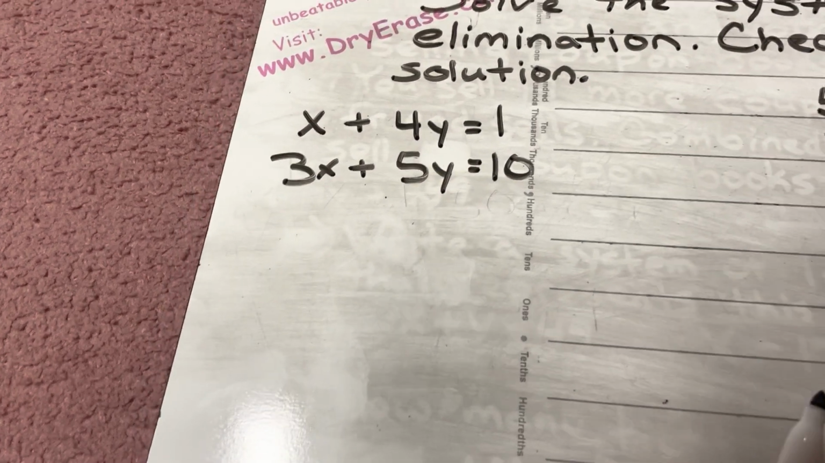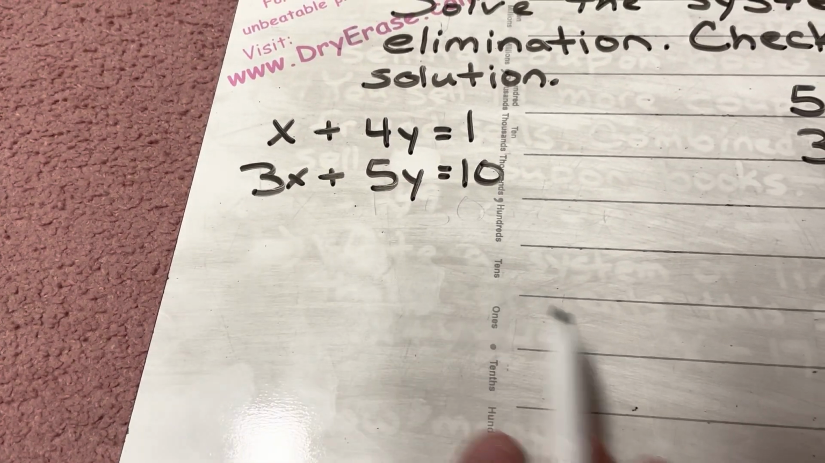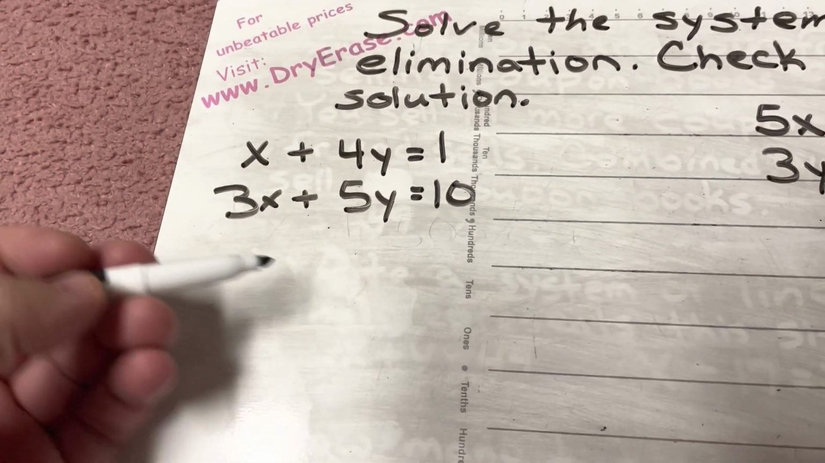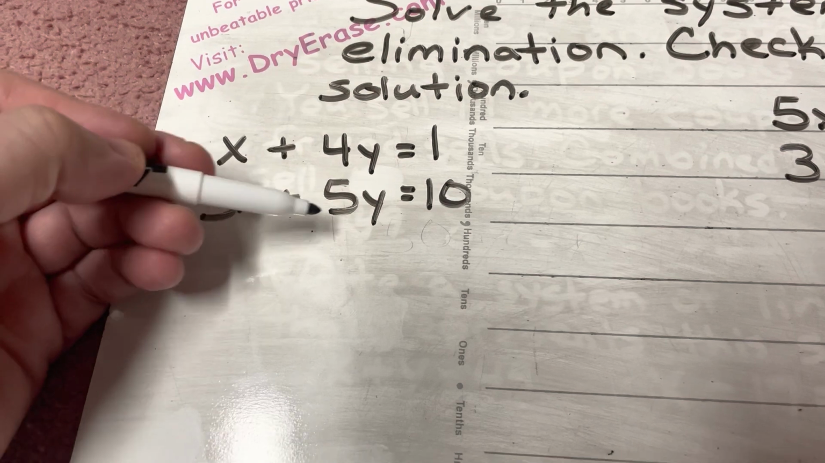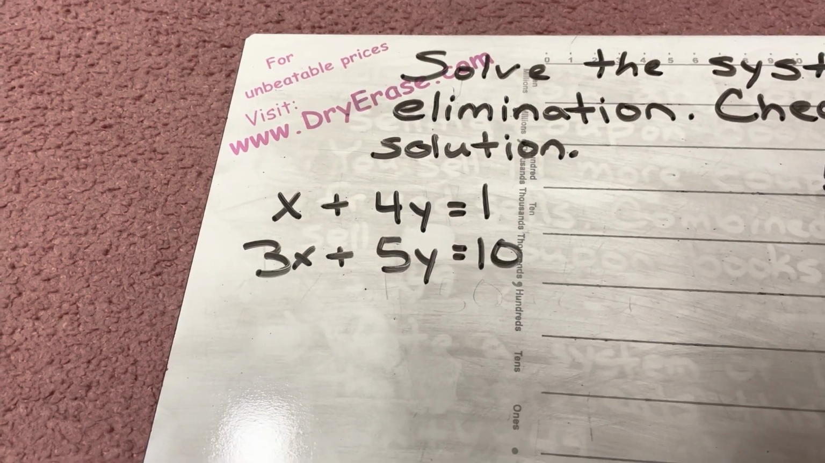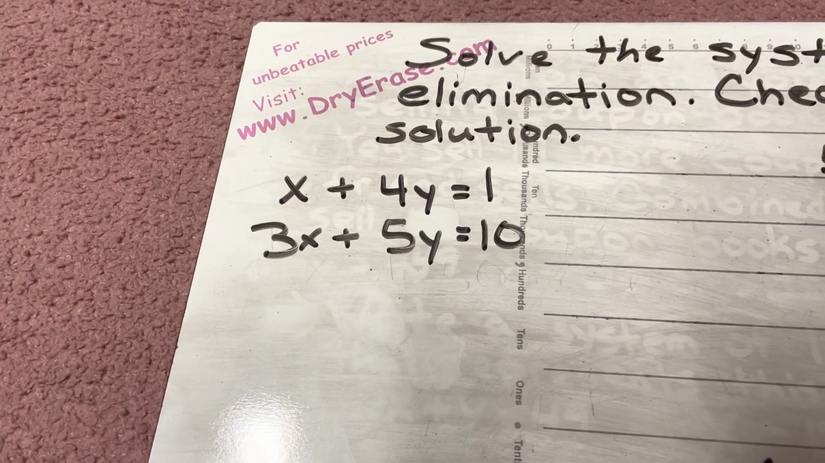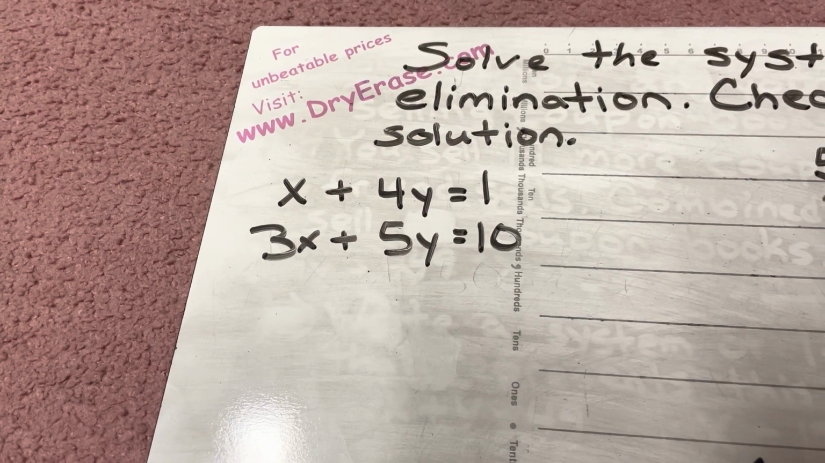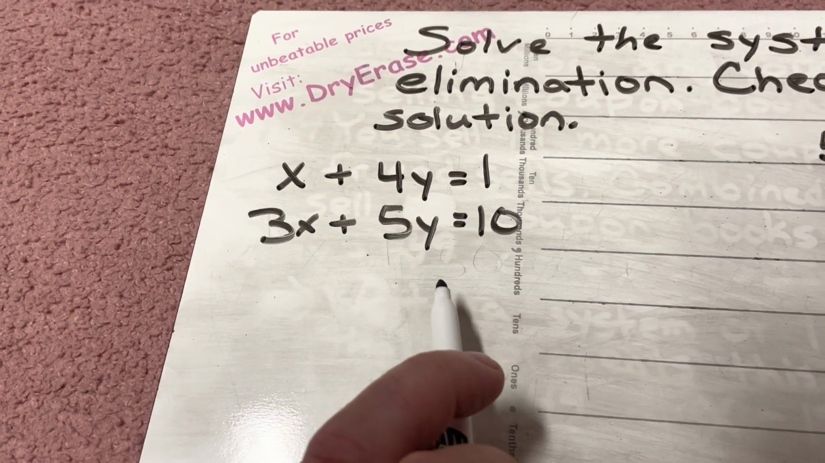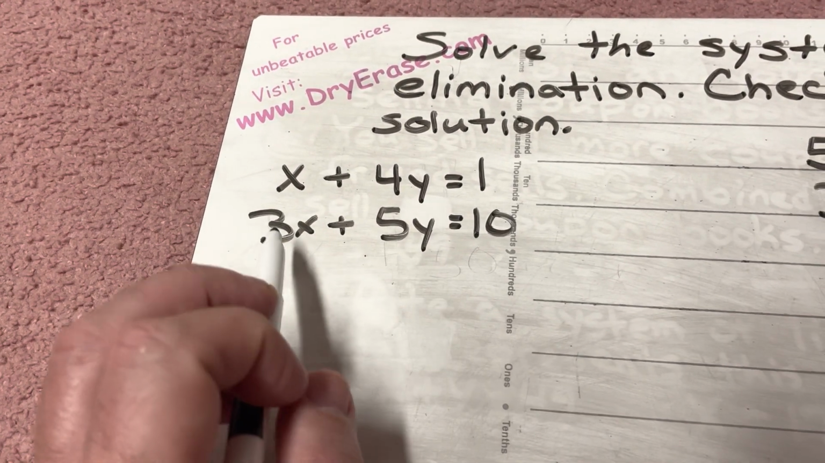So we have x plus 4y equals 1, 3x plus 5y equals 10. Now this first one, the like terms are already lined up. Here we have the x, here we have the y, here we have the regular number. Now yesterday we focused on being able to cancel things out based on addition and subtraction. And so that's our goal of what we want to do.